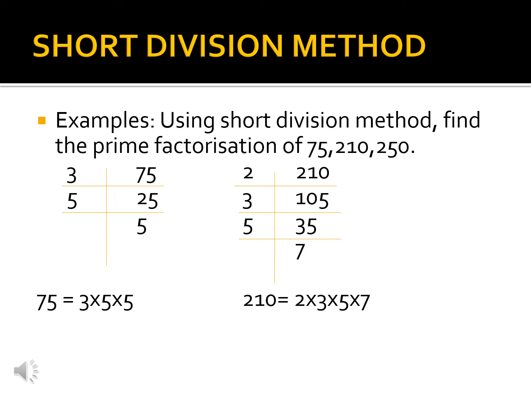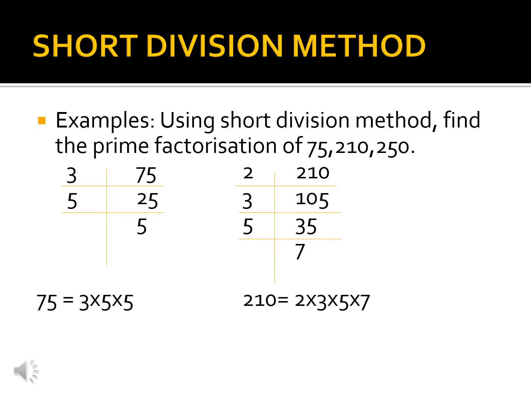Now let us see the next example, 210. Since the unit place is 0, it is divisible by the prime number 2. So 2 multiplied by 105 gives us 210. So I got the quotient as 105. In the rough column, you can divide 210 by 2 so that you can get the quotient as 105. That work you can do on the rough side.